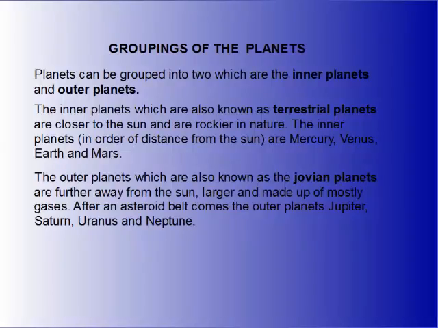These planets have been grouped into 2, which are the inner planets and the outer planets. The inner planets are also known as terrestrial planets, and these planets are very close to the sun. They are also rockier in nature. The inner planets in order of distance from the sun include Mercury, Venus, Earth, and Mars.